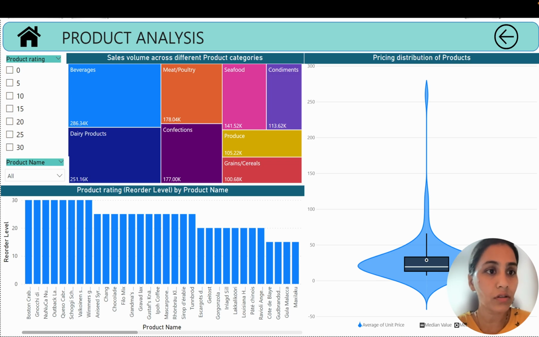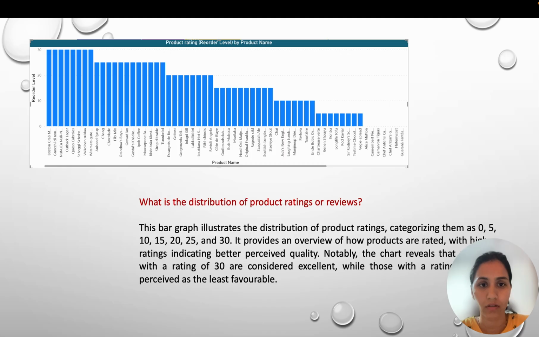Now, moving on to the product analysis, which contains the slicers product rating and product name, and three other visualizations. Our first question for product analysis is, what is the distribution of product ratings or reviews? I have considered product rating as the reorder level of that product. The higher the reorder level, the better the product rating. I have categorized product rating as 0, 5, 10, 15, 20, 25, and 30.